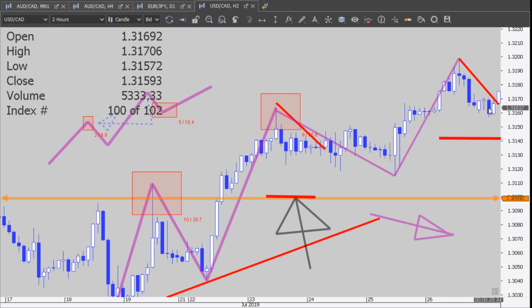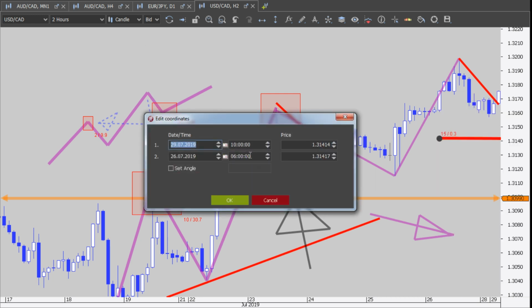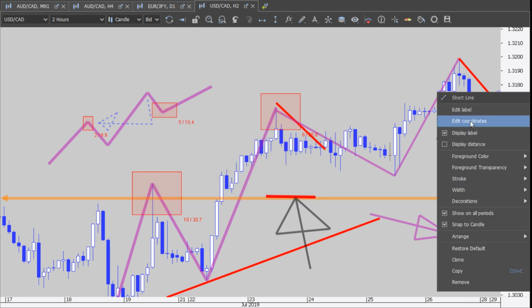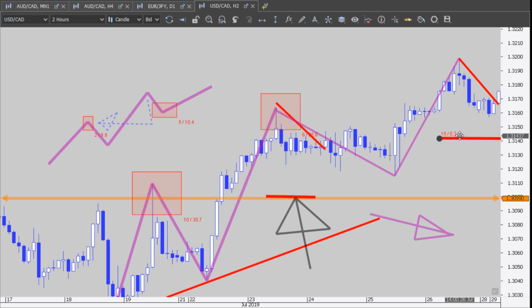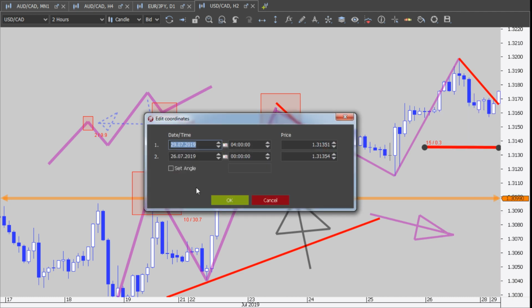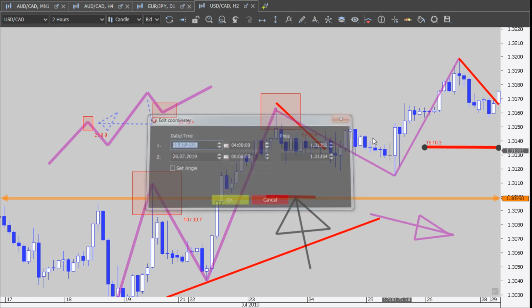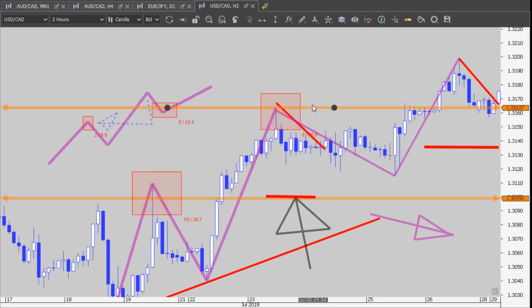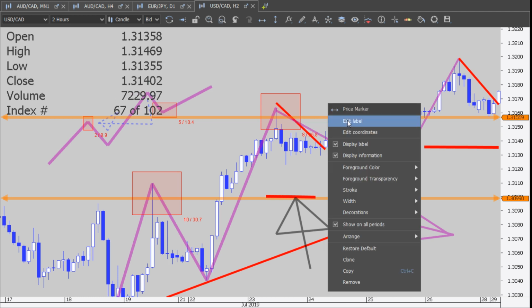So the low is 1.31572. My stop loss is going to be 1.31472. Okay. I need another one. So 1.31472, we said, right?